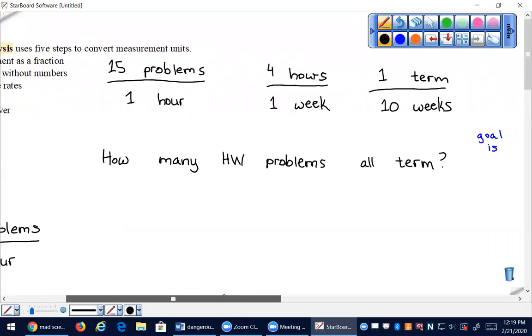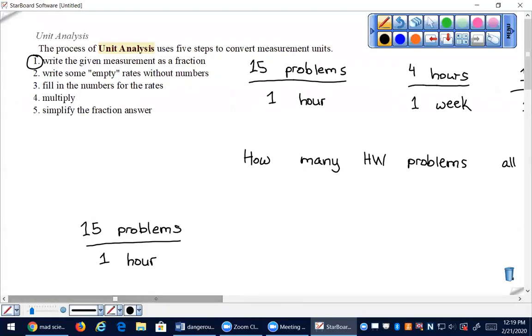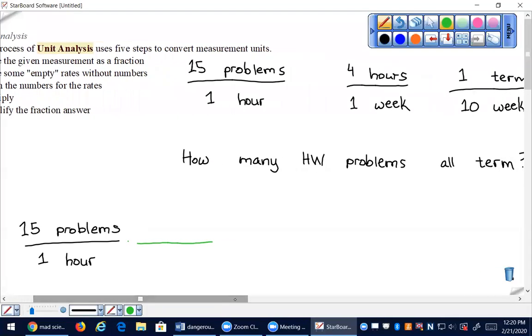Okay, I have the problems on top like I want, so I'm sort of halfway there already. So I only need to change the hour. What's my first step? My hours a day. Yeah, I want to get rid of hours.